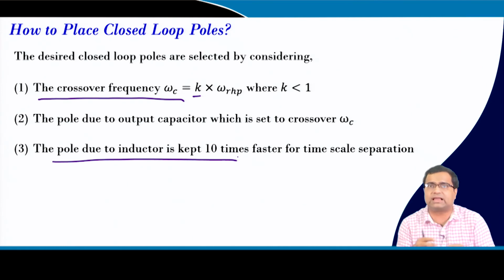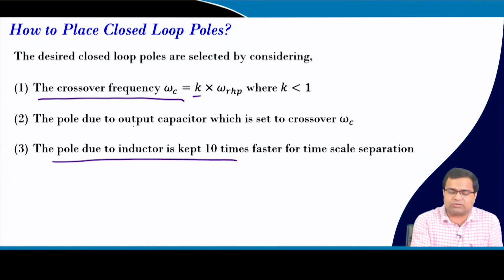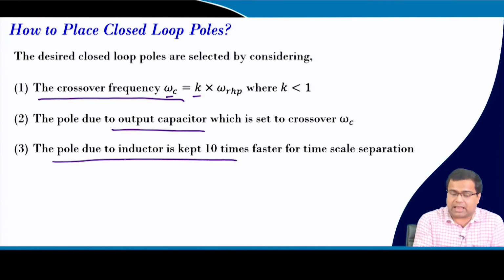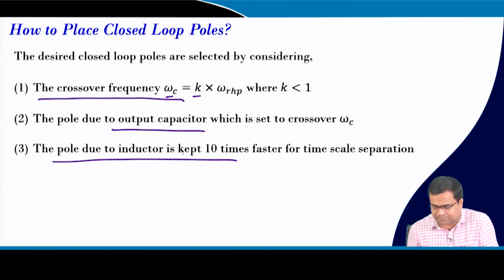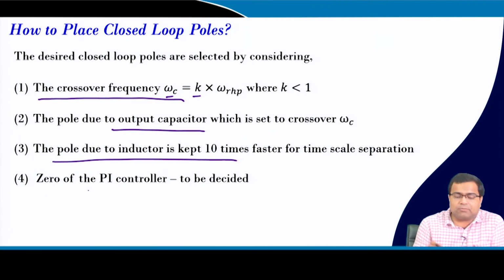But here we are not cancelling anything, but we are considering the capacitor pole which is set to omega c, and the inductor pole we are taking 10 times faster, because typically, as a thumb rule, the inner current loop has to be faster. Then the zero of the PI controller is to be decided.